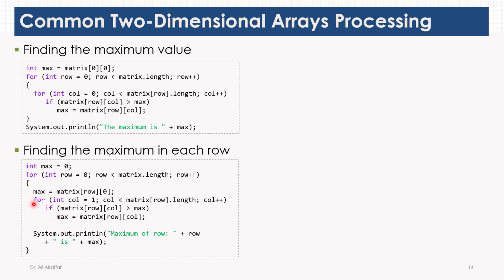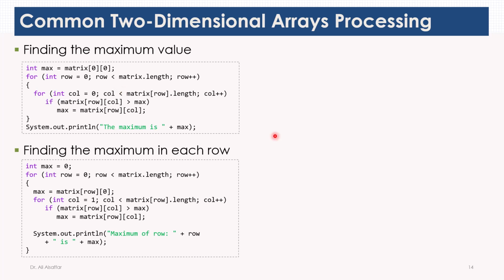After we finish from the inner loop, which is finding the maximum for that row, we print the maximum for this row, and then in the next iteration, it's going to find the maximum of the next row. So this is why we need to process the array row by row. And don't forget that for each iteration of the outer loop, you have to assign the maximum the first element in this row. Otherwise, it's going to find the maximum number in the whole array.